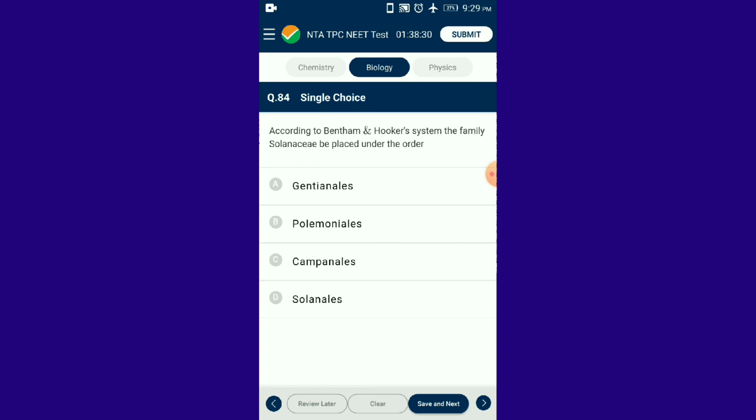Question number 84. According to Bentham and Hooker's system, the family Solanaceae is placed under the order Polemoniales. Solanaceae is placed under the order Polemoniales according to the Bentham and Hooker classification based on the floral or sexual characters. Question number 85. The idea that nuclei arise from pre-existing nuclei was first suggested by Strasburger. The major contribution of Eduard Strasburger was related to the characterization of mitosis and cytokinesis.